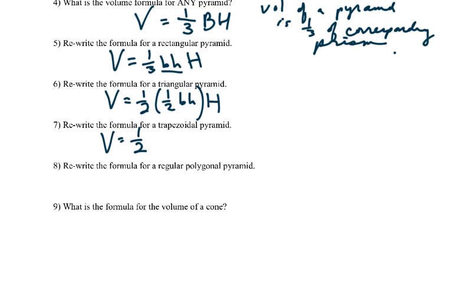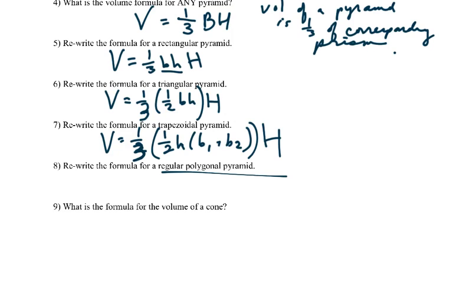So trapezoid, whoops, there's the 1/3. Okay, so 1/3, I don't know why I'm writing 1/2. 1/3, okay, now write the trapezoid formula. 1/2 h, b1 plus b2. And then don't forget the capital H. Lots of things that students forget, the 1/3 or the capital H. So take your time.